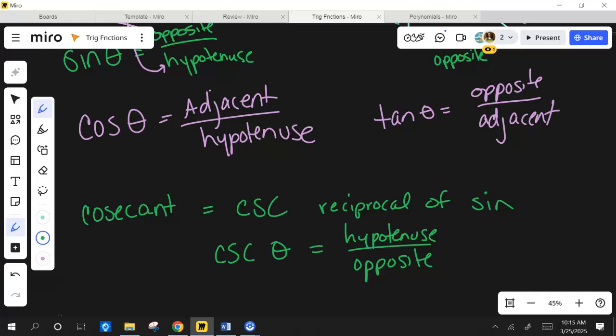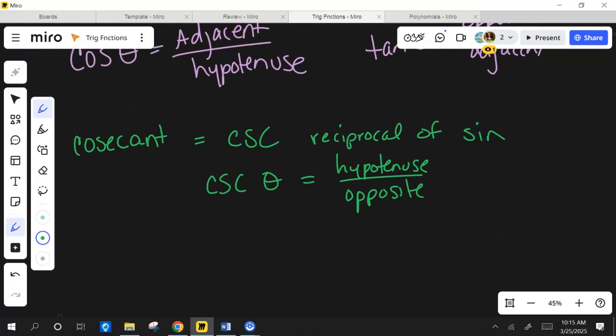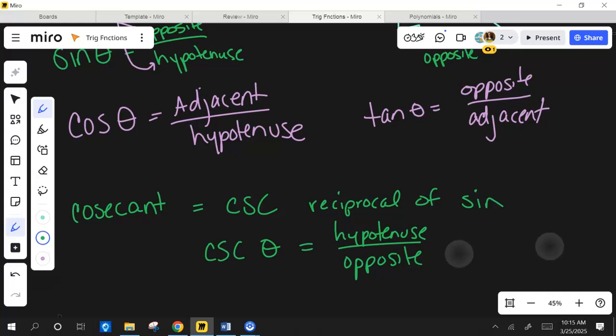Your second reciprocal function. Cosecant is the reciprocal of sine, which means flip sine over. Cosecant, C-O-S-E. It's backwards from what you would think. It gets confusing.